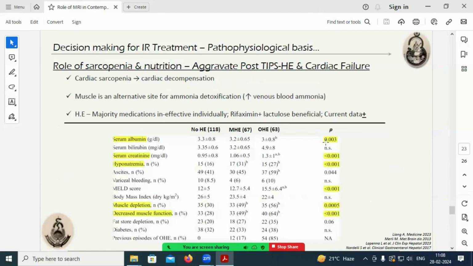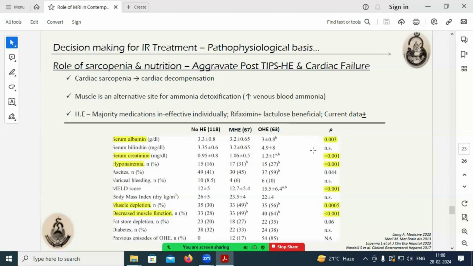But now there is increasing evidence that the overall nutritional status of the patient, the overall muscle bulk of the patient, plays a very important role in the overall outcome after performing an IR procedure or a surgical procedure for portal hypertension. And the probable hypothesis which has been given is that maybe muscle is an alternative site for ammonia detoxification.